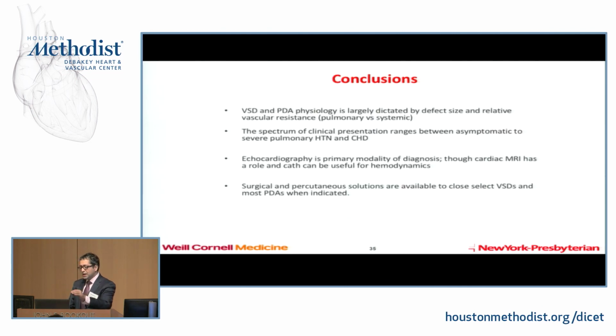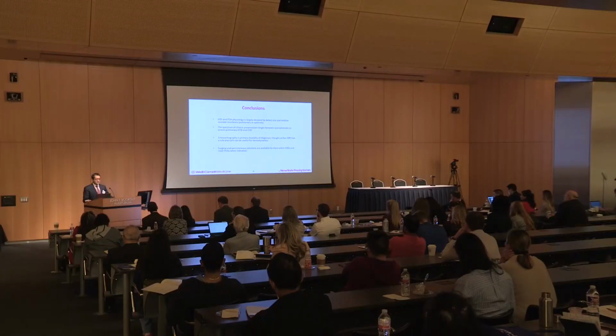So to conclude, VSD and PDA physiology is largely dictated by defect size and relative vascular resistance. The spectrum of clinical presentation ranges from asymptomatic all the way to severe pulmonary hypertension and heart failure. Echo is the primary modality for diagnosis, though MRI and cath have a role. And surgery and percutaneous solutions are available to close the physiologically appropriate VSDs and the majority of PDAs when indicated.